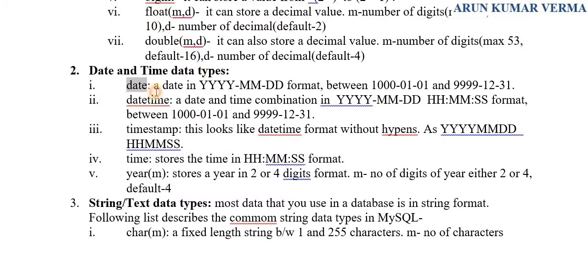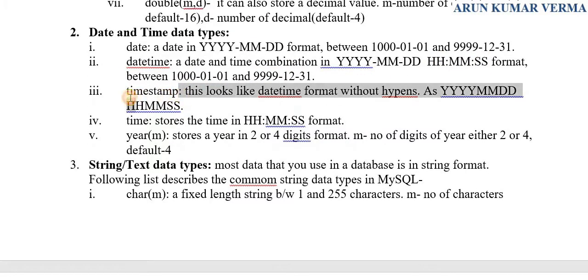The first will be date. Date will store the date in the form of YYYY-MM-DD format, and its range is 1000 to 9999-12-31. Okay, and datetime is the date and time combination. So in this you have to store the date in YYYY-MM-DD format, and time in hour, minute, second format. Okay, and the timestamp looks like date and time without hyphens.